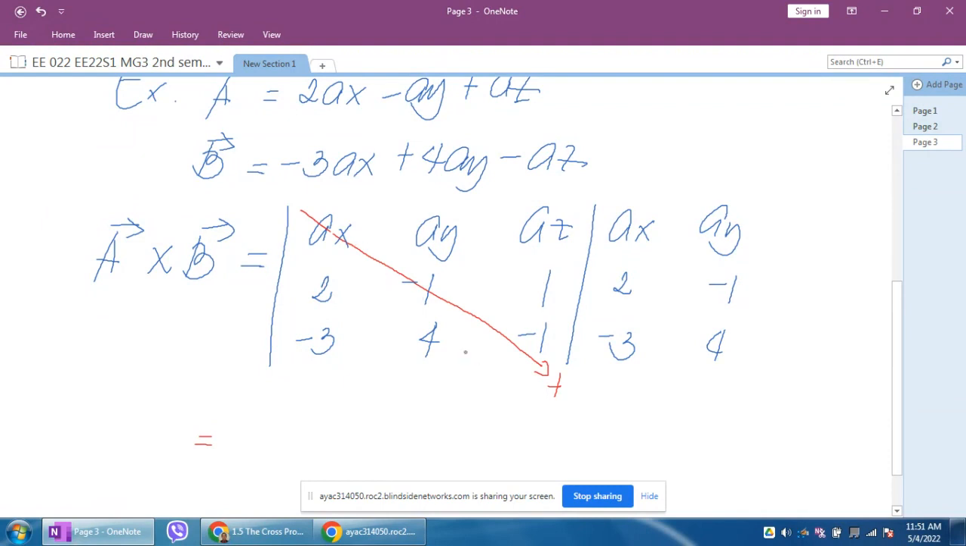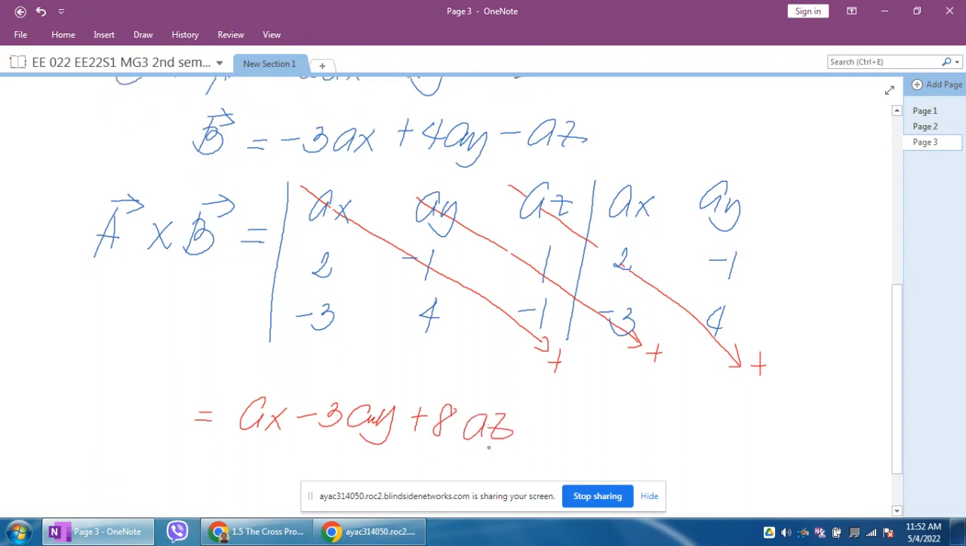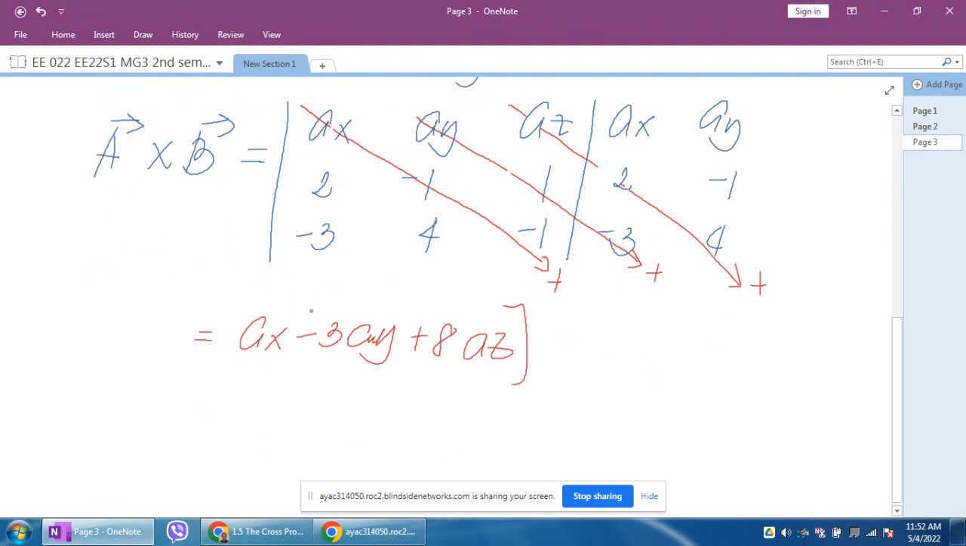So, AX times negative 1 times negative 1, that's positive AX. Positive din po ito. So, AY times 1 times negative 3, negative 3 AY. AZ times 2 times 4, we have positive 8 AZ. Again, if you have questions po, sabihan nyo lang po ako. Counter diagonal, minus na po ito. No? So, minus na po yung operation.